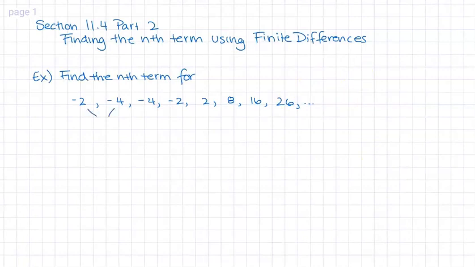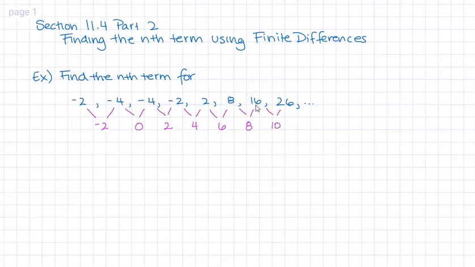So for instance, actually let me change colors. For these first two terms, -4 minus -2 is -2. Then the next two terms, -4 minus -4 is 0. And then the next two terms, -2 minus -4 is +2. And you just keep this up. 2 minus -2 is 4. 8 minus 2 is 6. 16 minus 8 is 8. And the last pair that we have to work with is 26 minus 16 is 10.